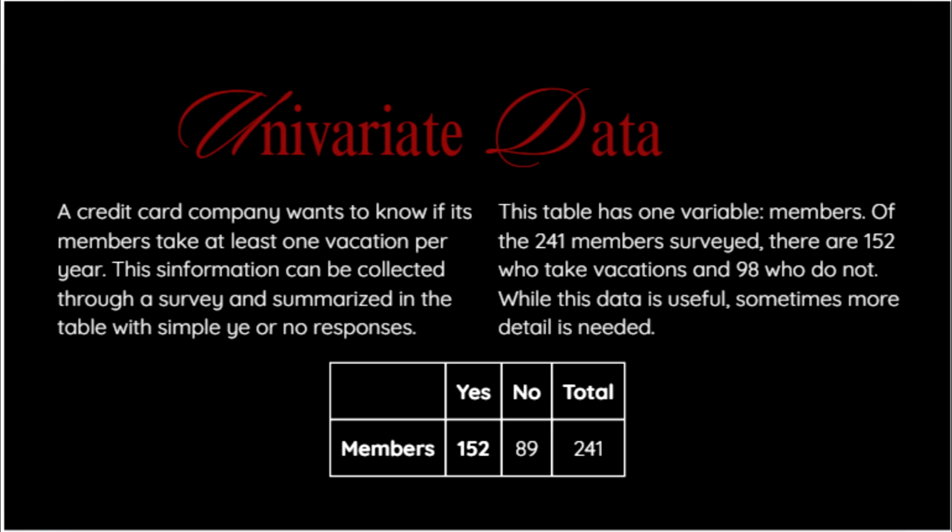Univariate data. A credit card company wants to know if its members take at least one vacation per year. This information can be collected through a survey and summarized in a table with simple yes or no responses. This table has one variable, members. Of the 241 members surveyed, there are 152 who take vacations and 89 who do not. While this data is useful, sometimes more detail is needed.